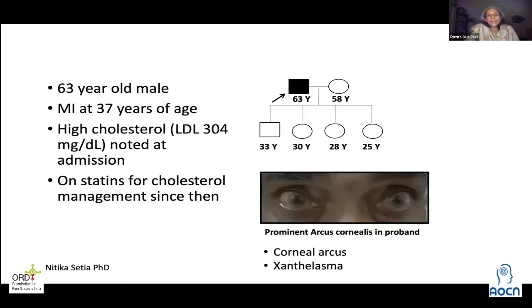Now, this is the work of one of our PhD students, Nitika, who worked very hard with these families. And I'm going to show you how just making a diagnosis in one patient. Now, this was a patient, he had an MI at 37 years. Look at his eyes. He's got this arcus, which was present when he was much younger and not at 63. He's got very high cholesterol and he had been on statins because when they come with a young MI, they do the cholesterol and they start the statins.